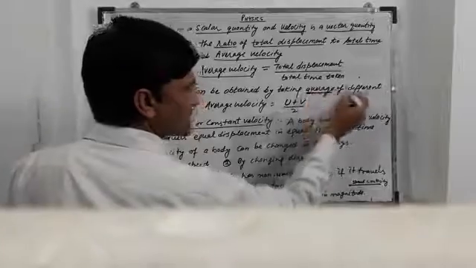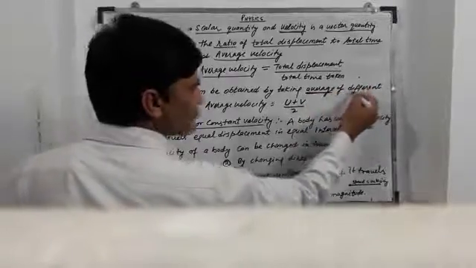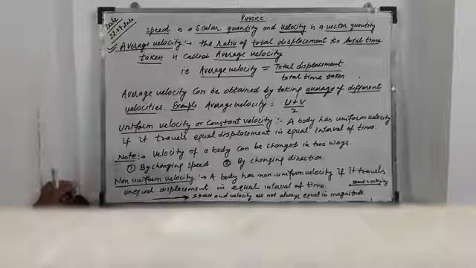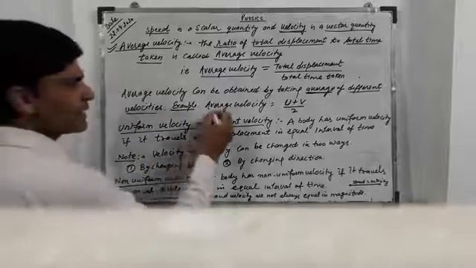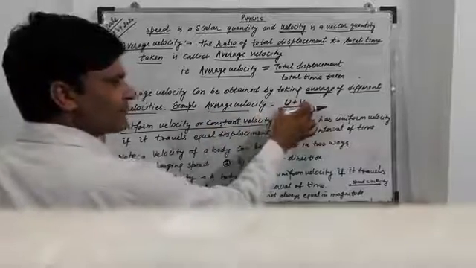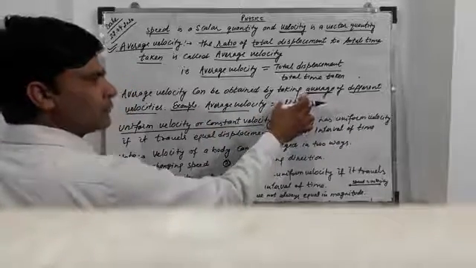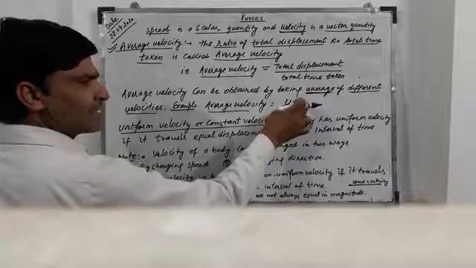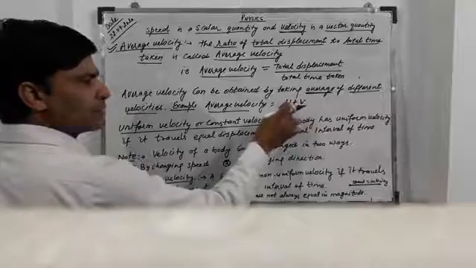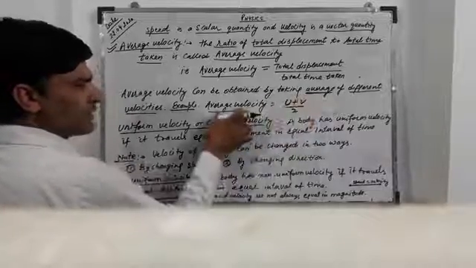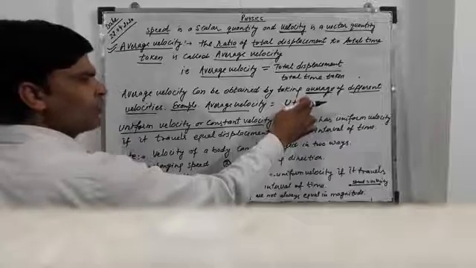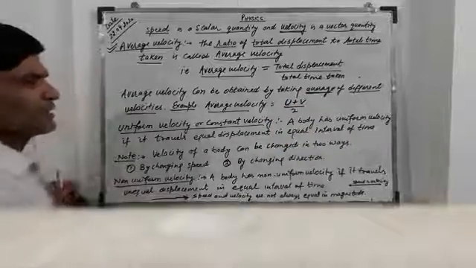Average velocity can also be obtained by taking an average. This is another method: taking the average of different velocities. If a body is moving with different velocities, then we can find the average velocity by taking the average of those velocities. For example, there are two velocities u and v. Then we get the average velocity by taking the average of these two velocities.